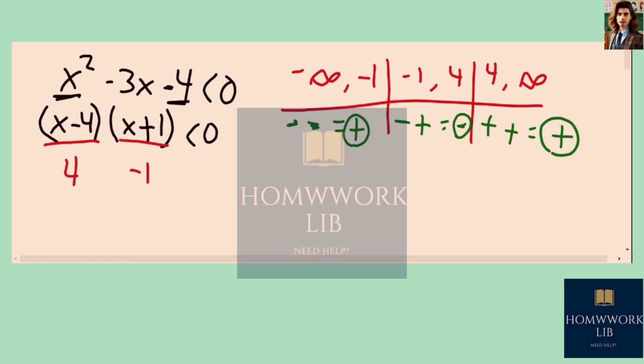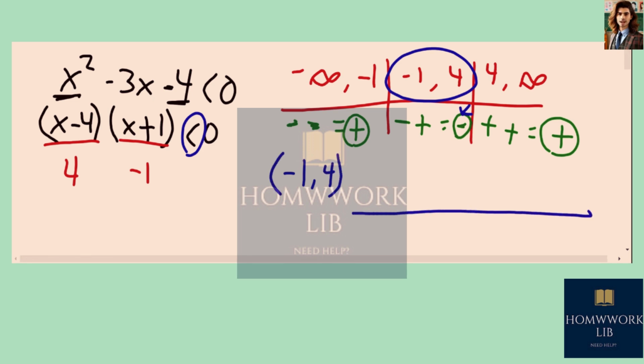All right, so here we're looking at a less than 0, so we're looking at anything negative. So we're looking at this interval right here because that's the one that gives us a negative. All right, so because we have less than, we cannot include those endpoints. So it's negative 1 to 4 with parentheses because we cannot include them.